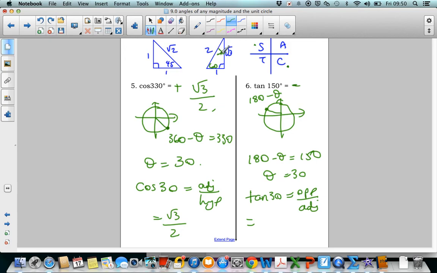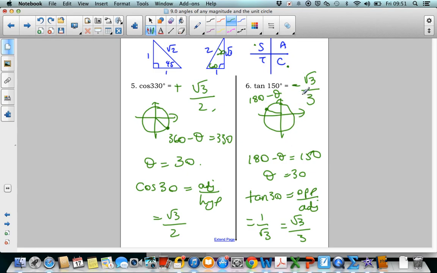And over here, the opposite is 1, the adjacent is root 3. So 1 over root 3, which again, if you rationalize the denominator by multiplying numerator and denominator by root 3, you get root 3 over 3. Both of those answers would be correct. And it's got to be negative, sorry, negative root 3 over 3. So that's our final answer.